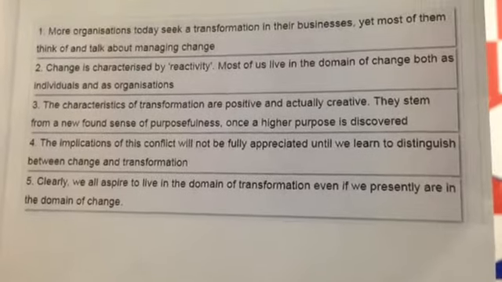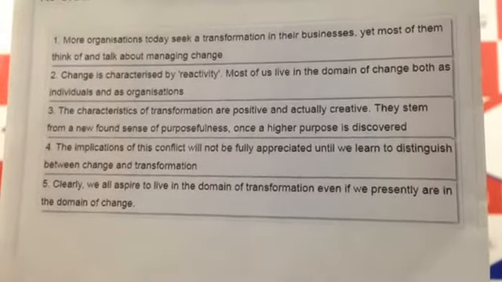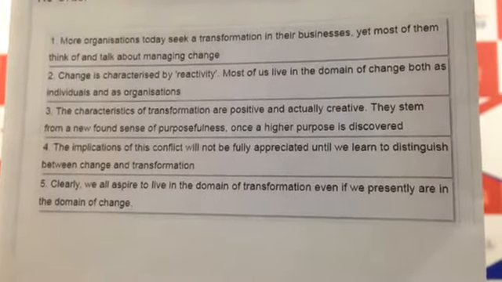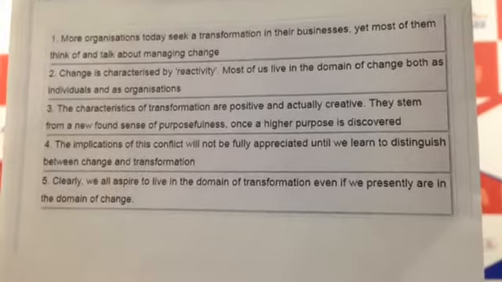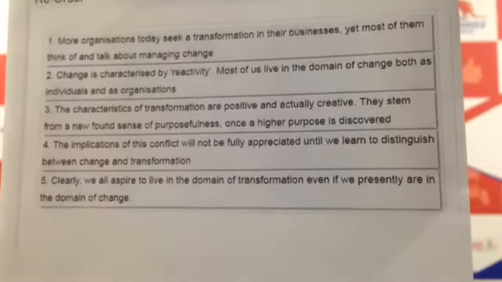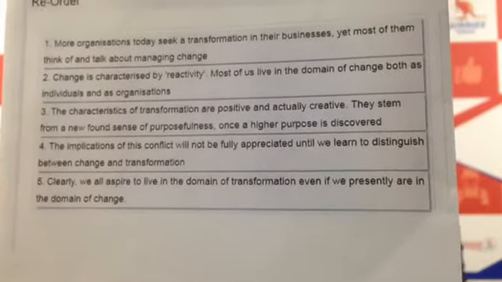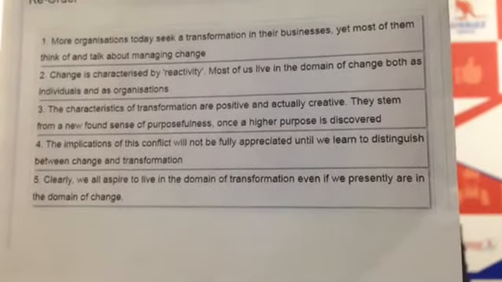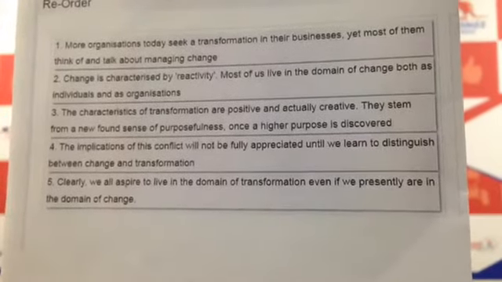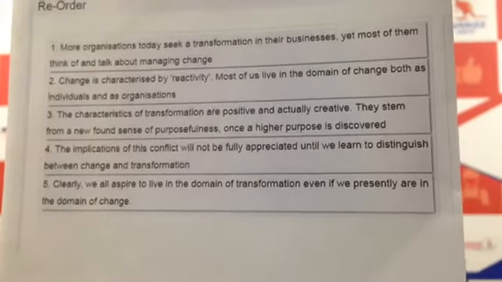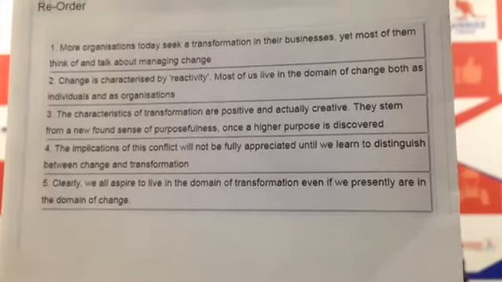We have got 3 pairs: 1 and 4, 4 and 2, 2 and 3. And whatever is left, number 5, is obviously number 5, because it ends with: clearly we all aspire to live in the domain of transformation, even if we presently are in the domain of change. So it's like an encapsulation of all that is before, what has been discussed above. So the correct order here is 1, 4, 2, 3, 5. That's the right order.